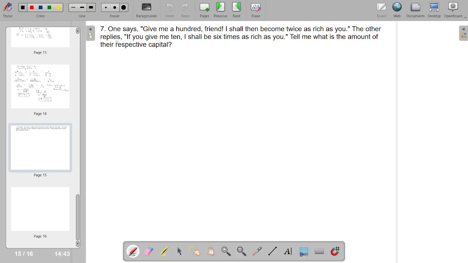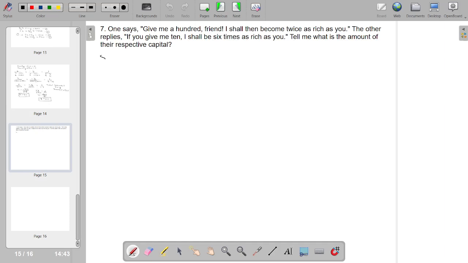What does this problem say? One says, give me 100 friend, I shall then become twice as rich as you. The other replies, if you give me 10, I shall be 6 times as rich as you. Tell me what is the amount of their respective capital.